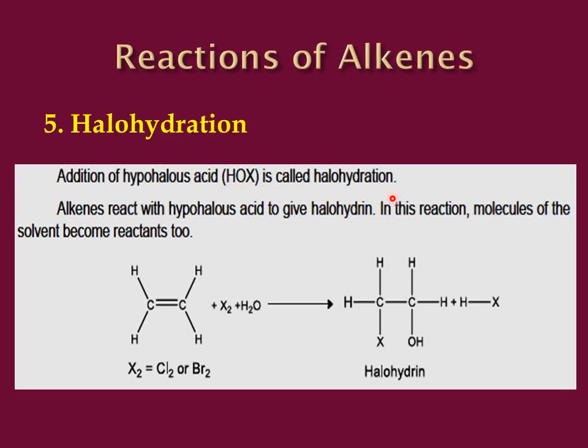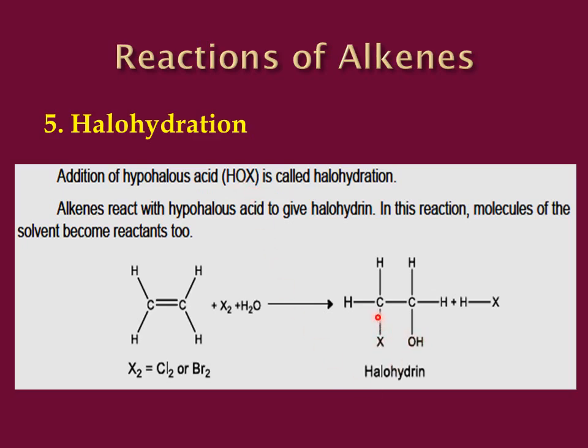In this reaction, molecules of the solvent react too. For example, water over here is acting as a solvent, but it is going to chemically participate in this reaction. So water in the presence of halogen is going to chemically react with the alkene, giving a halohydrin and HX, which is a halogen acid. Now in the halohydrin you can see that this hypohalous acid, OH and X, is added across this double bond. So this is called a halohydrin.